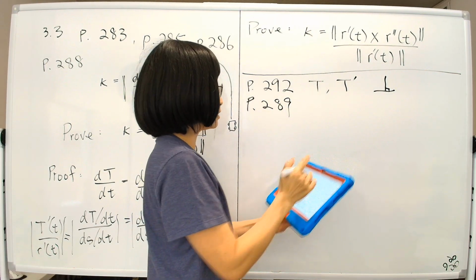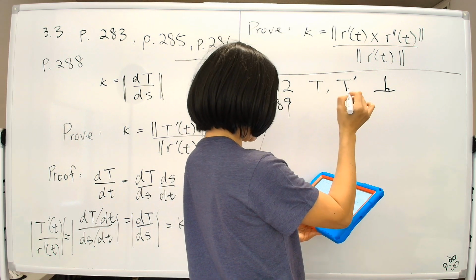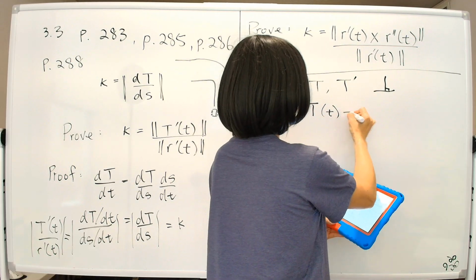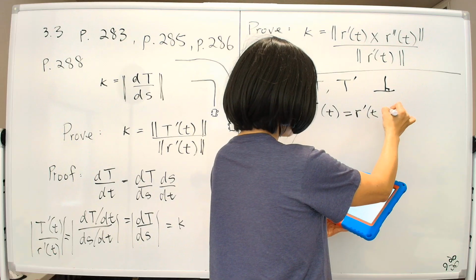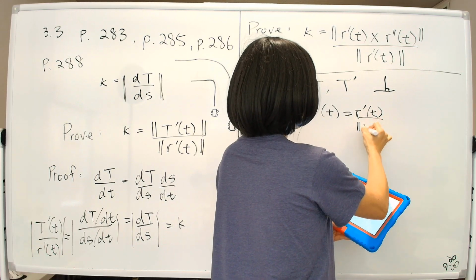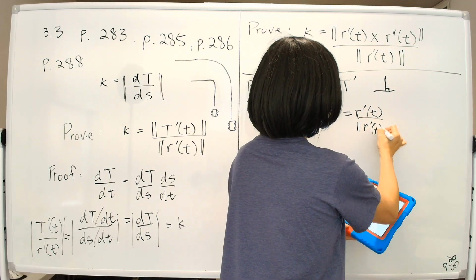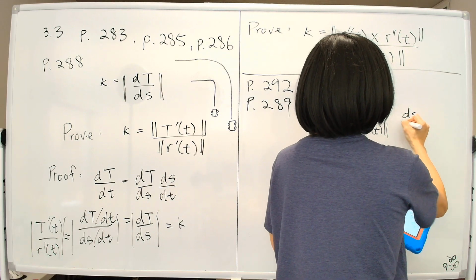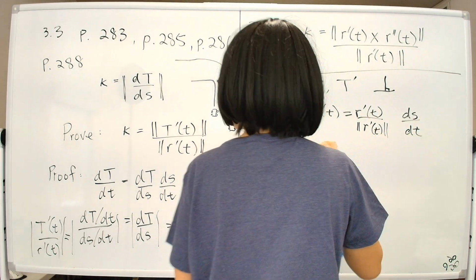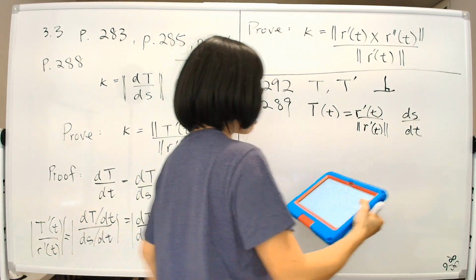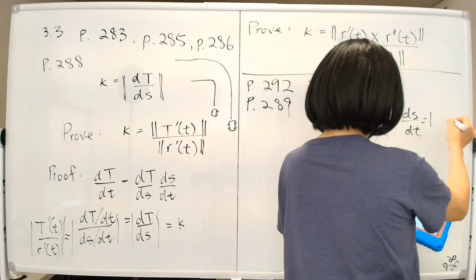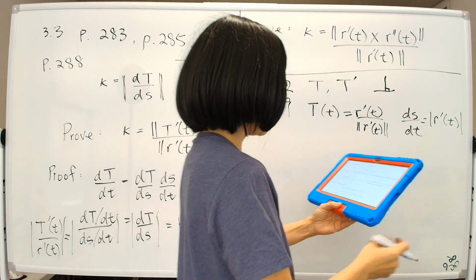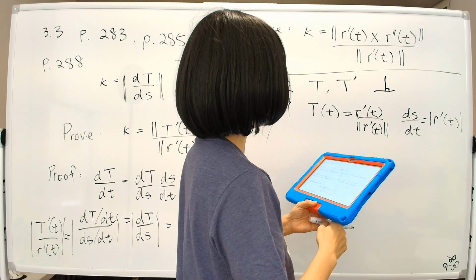Okay, so we'll write all this stuff down. T, which is the unit tangent vector, is defined as r prime of t divided by its magnitude. That's the unit tangent vector. And ds by dt is, as we mentioned a little bit earlier, the magnitude of r prime of t.